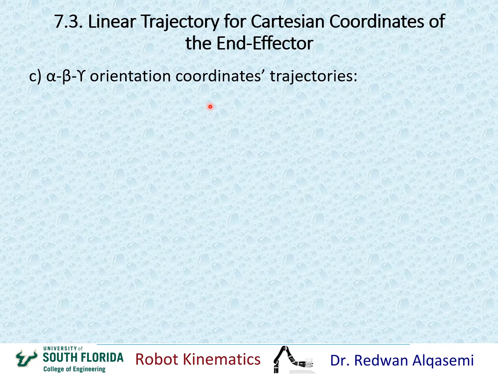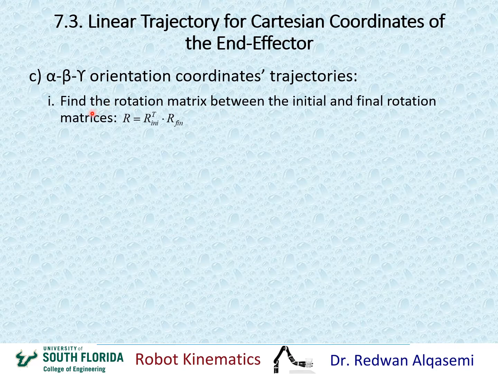Now I divided the method here into steps. The first step is to find the rotation matrix between the initial and final rotation matrices. So we're going to have R initial and R final, and we can take these out of the initial transformation matrix and the final transformation matrix of the end-effector. Then we need to find the rotation matrix between these two R's. To do that, we multiply R initial transpose times R final. That gets me a rotation matrix that would have 9 elements, R11, R12, and so forth.